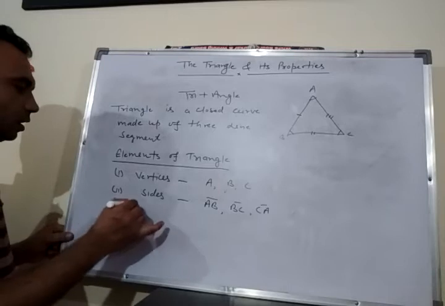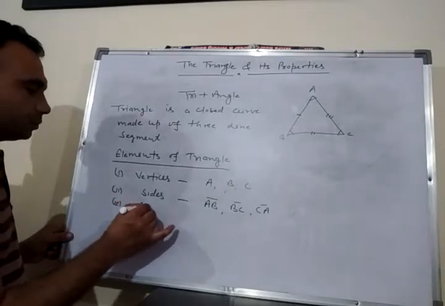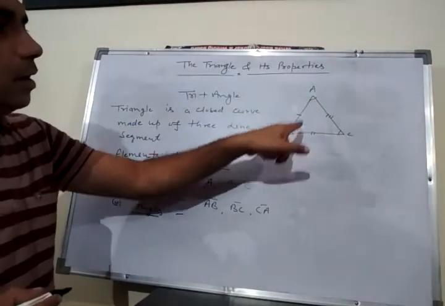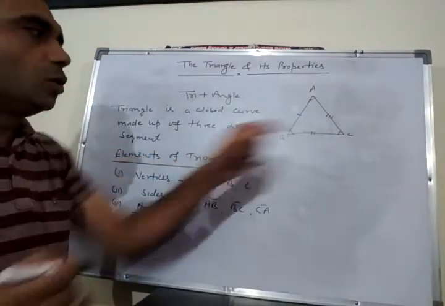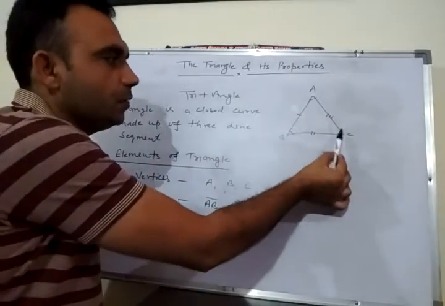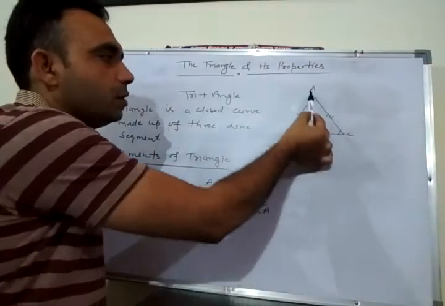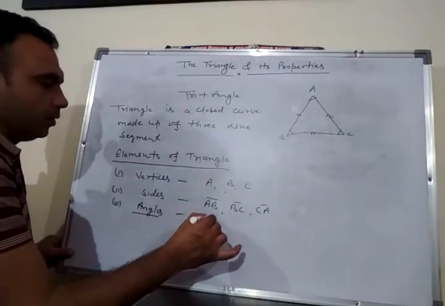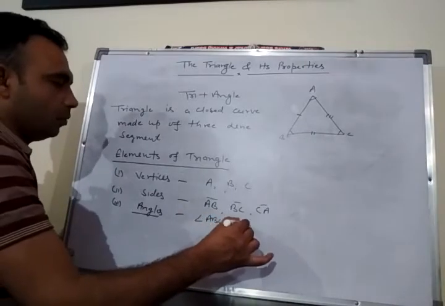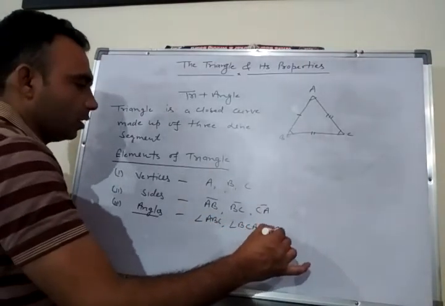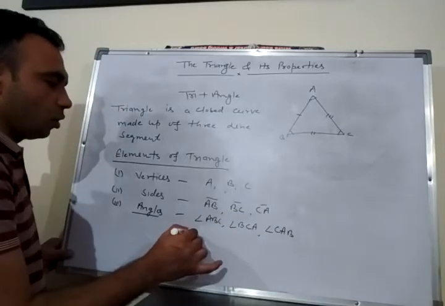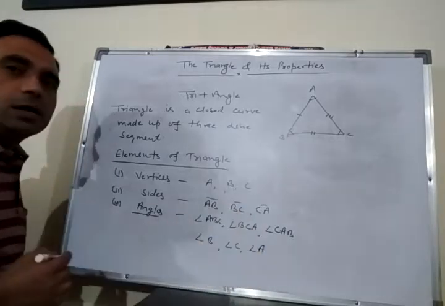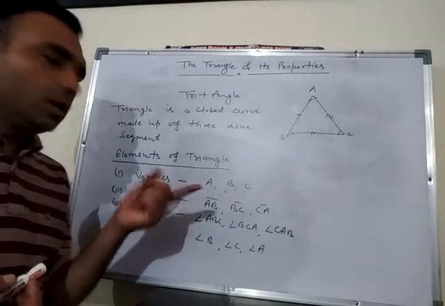The third element is three angles. Three angles formed by the triangle: angle A, angle B, and angle C. Or we can say angle ABC, angle BCA, or angle CAB. In short we can say angle B, angle C, and angle A. So these are the elements of the triangle.